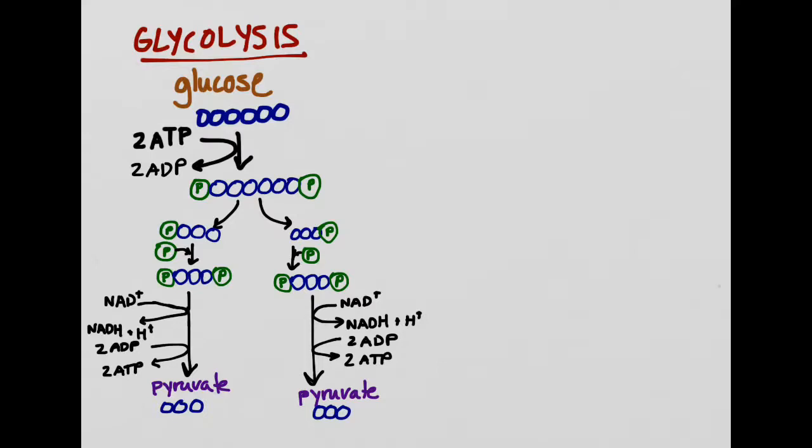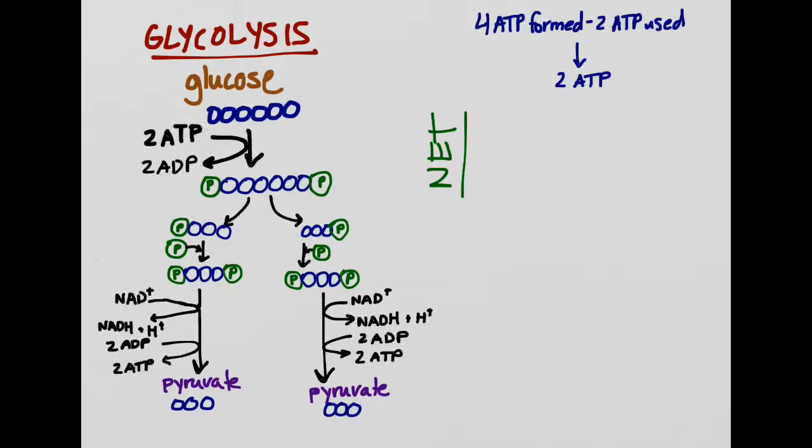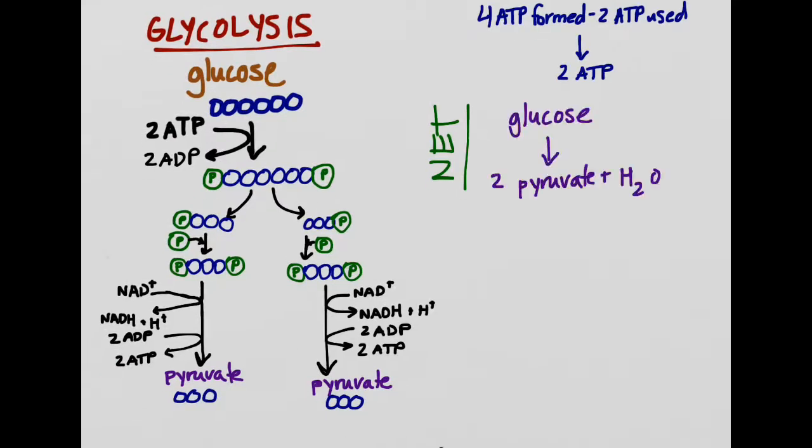So in general, we have formed 4 ATP, right? We have 2 here on the left and 2 here on the right. But we also are using 2 ATP up in this upper portion, right? So our net amount of ATP is going to be 2. We also started out with a glucose molecule, and that's turned into the 2 pyruvate, and it also creates water.